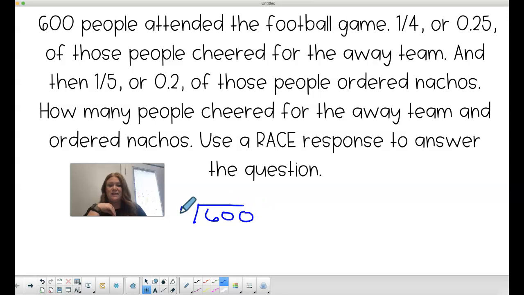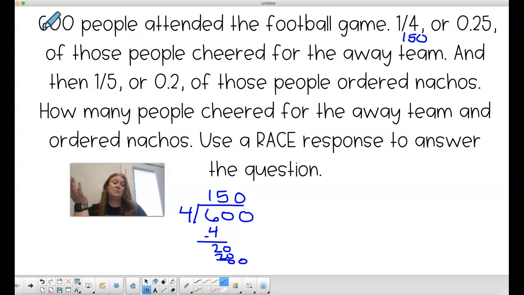So I'm going to divide this into 4 groups. 4 goes into 6 one time, which is 4. We get 2 left over. 4 goes into 20 five times, exactly 20. And it goes into 0, 0 times. Now don't forget that 0. Every time something goes down, something has to go up. So 1/4 of the people is 150 people. So there were 150 people, or 0.25, 25% of the people cheering for the away team.